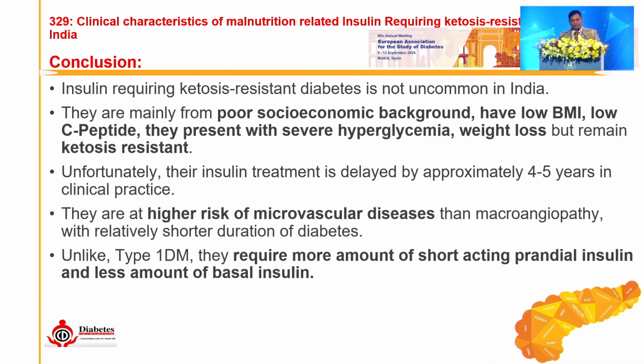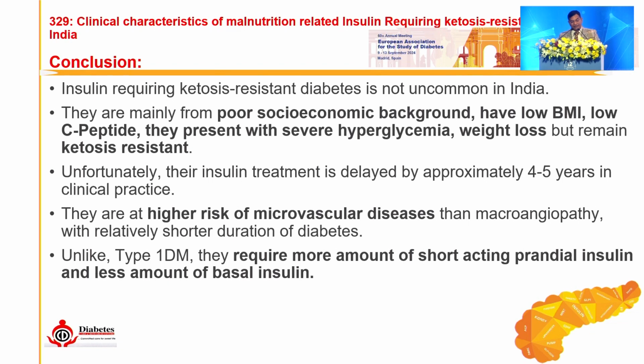So to conclude this particular paper, insulin requiring non-ketotic or ketotic diabetes is not uncommon in India. They are mainly from poor socioeconomic background, have low BMI, low C-peptide. They present with severe hyperglycemia symptoms, and maybe severe weight loss, but remain ketosis resistant. Unfortunately, their insulin treatment is delayed by almost 4 to 5 years in India.